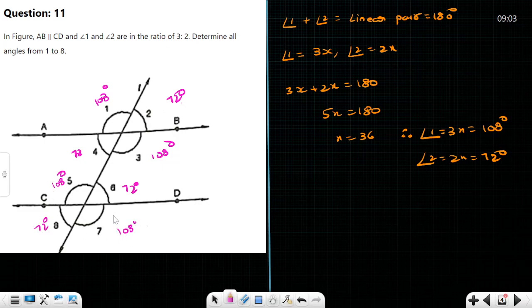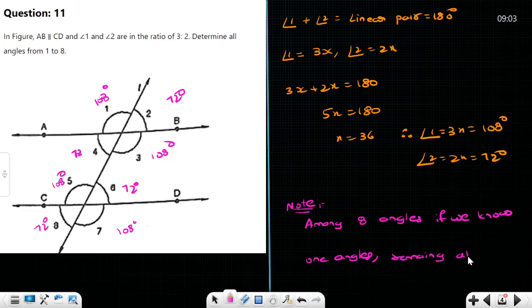If you know one angle in this whole thing, among the 8 angles, if you know one angle, that's an important point, sir, which we can note down. Among 8 angles, if we know one angle, remaining all can be found. This is the important thing of the parallel system.